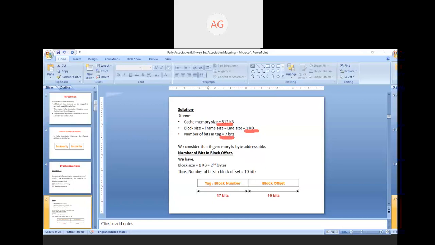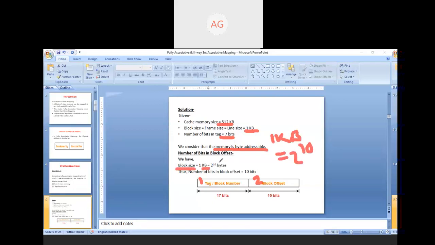Say we consider the memory as byte addressable, and we know that the question is based on fully associative mapping of cache. So the physical address is divided into two parts. The first part is tag or block number, and the second part is block offset. So the number of bits in the block offset can be found out by using this. Block size is given to us, which is 1 KB. So we know that 1 KB is equal to 2 to the power 10 bytes.